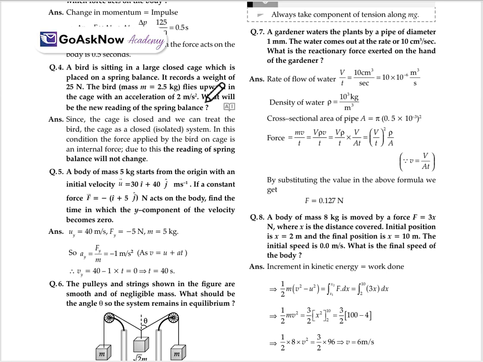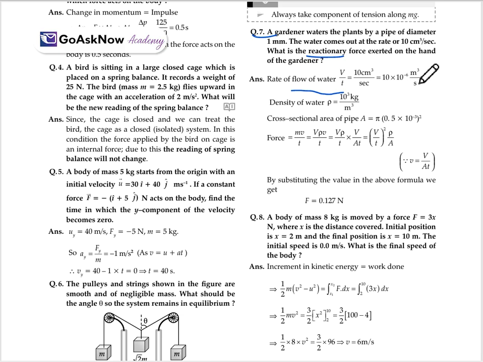We have one more question. A gardener waters the plants with a pipe of diameter 1 mm. The water comes out at the rate of 10 centimeter cube per second. What is the rectilinear force that acts on the gardener? So the rate of flow of water is V upon t, which means 10 centimeter cube per second. Then it is equal to 10 into 10 raised to the power minus 6, converting it into meters.